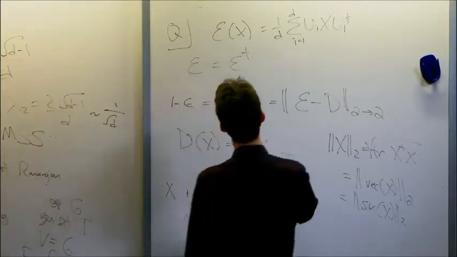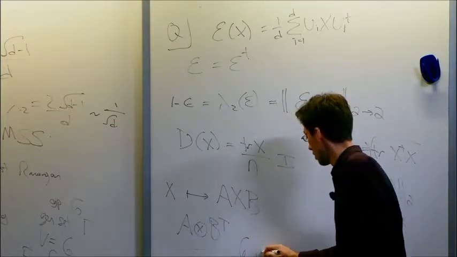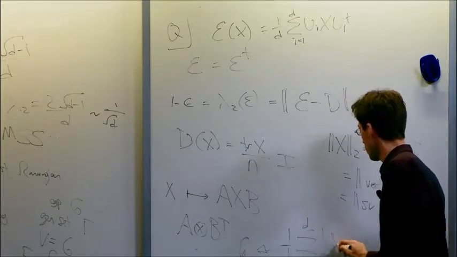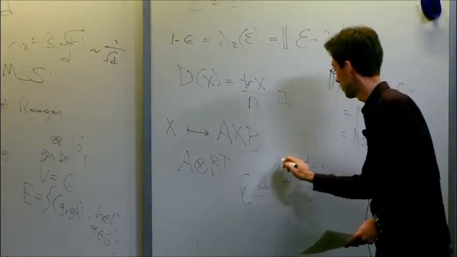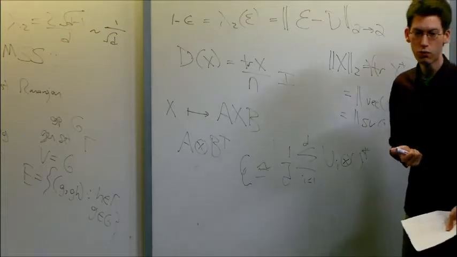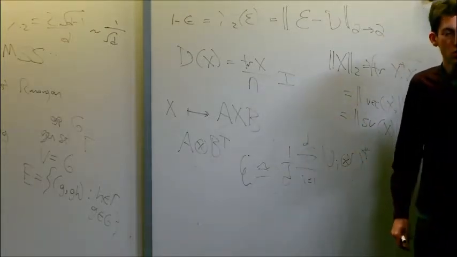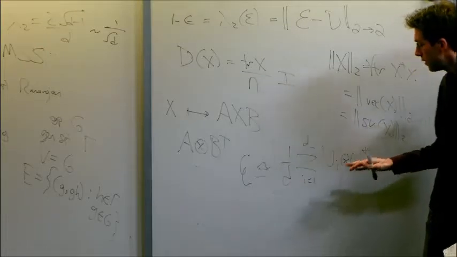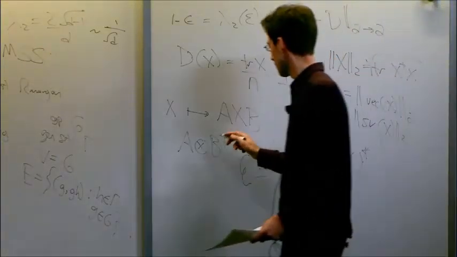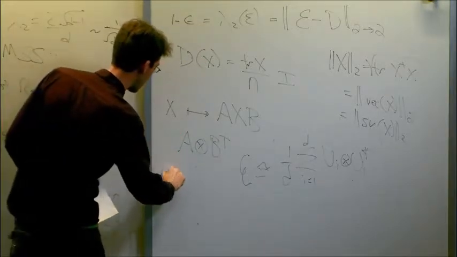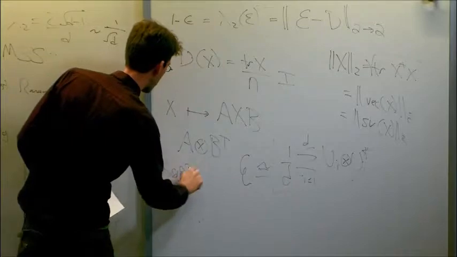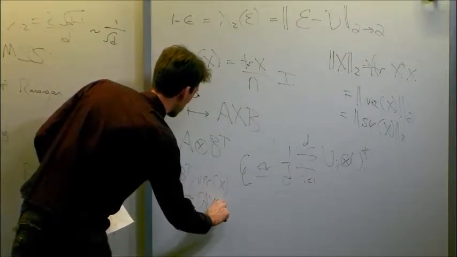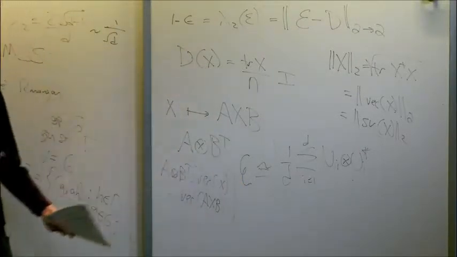And according to that correspondence, this map E corresponds to 1 over D, sum over i, ui tensor ui star. So this right multiplication by ui dagger becomes just tensor ui star. So this is basically under the map where you replace x with vec x. Another way of saying this is that A tensor B transpose applied to vec x is equal to vec of A x B. That's sort of a more concrete way of doing that isomorphism.